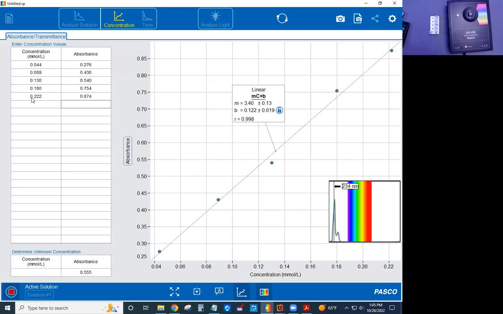I can say, well, if 0.222 moles per liter has an absorbance of 0.874, then some concentration that would be equal to whatever concentration of this aspirin over 0.555. So I can set up a proportion that way, but why would I do that when I've got this great data here? I got a line equation where I can solve for the unknown concentration. I have everything I need to use a linear equation. So I'm going to go back to this slide and explain how to do that.